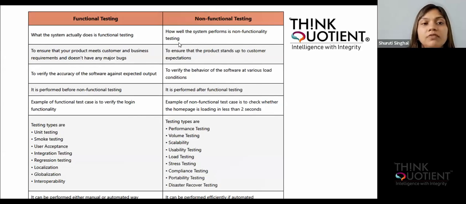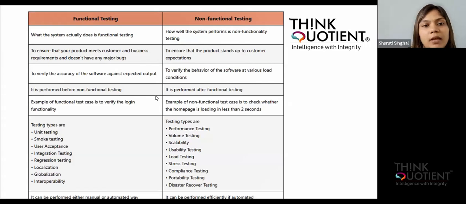So in functional testing, we ensure that the product meets the customer and business requirements and does not have any kind of bugs. Whereas in non-functional testing, we ensure that the product stands up, meaning the quality, the performance, the throughput stand up to the customer expectations. In functional testing, we verify the accuracy of the software, and in non-functional, we verify the behavior of the software. Functional testing is always performed before non-functional testing.